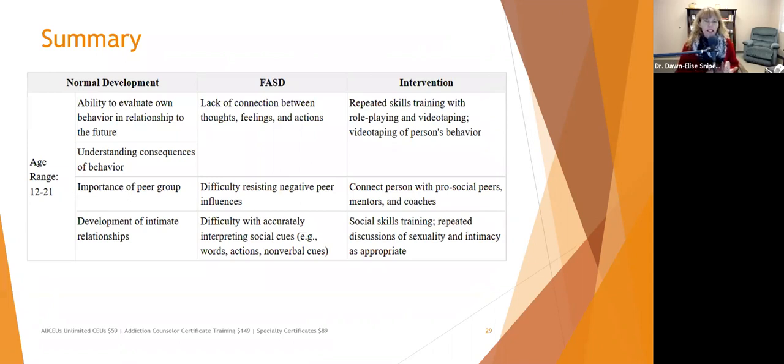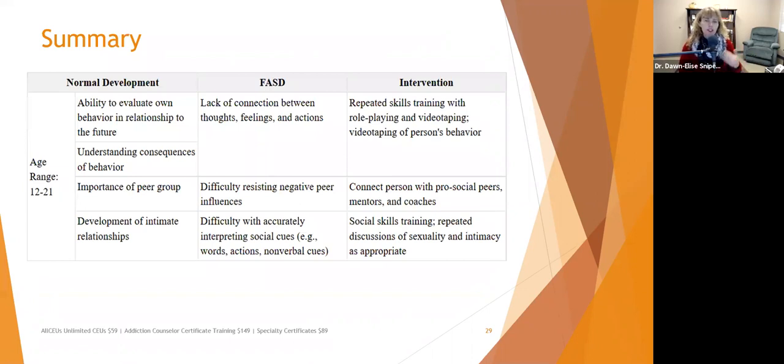In 12 to 21, in normal development, there's a high importance on peer group. With people with FASD, they still need to be accepted. They're still craving a peer group and social interaction, but we need to help them resist negative peer influences. So it's important for us to help them connect with pro-social peers, mentors, and coaches, and make sure that there's a safety net out there keeping an eye on them when they're in school or wherever.